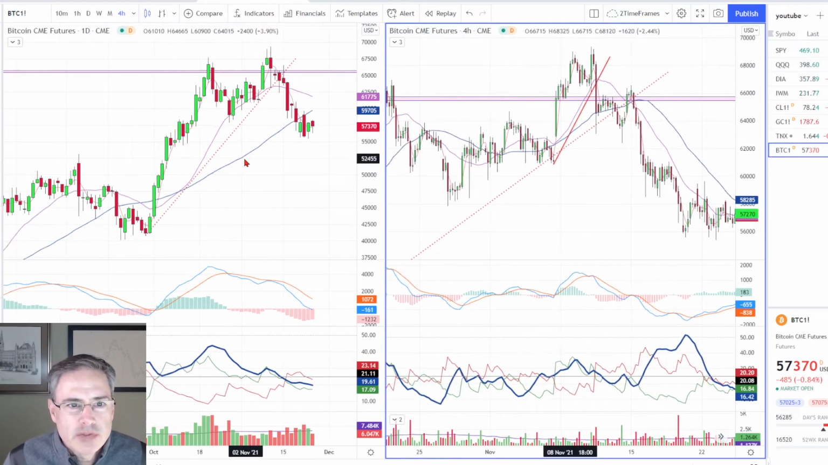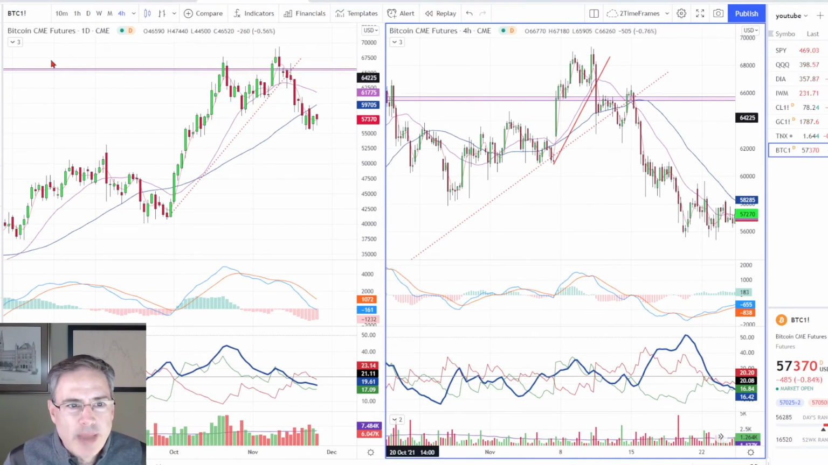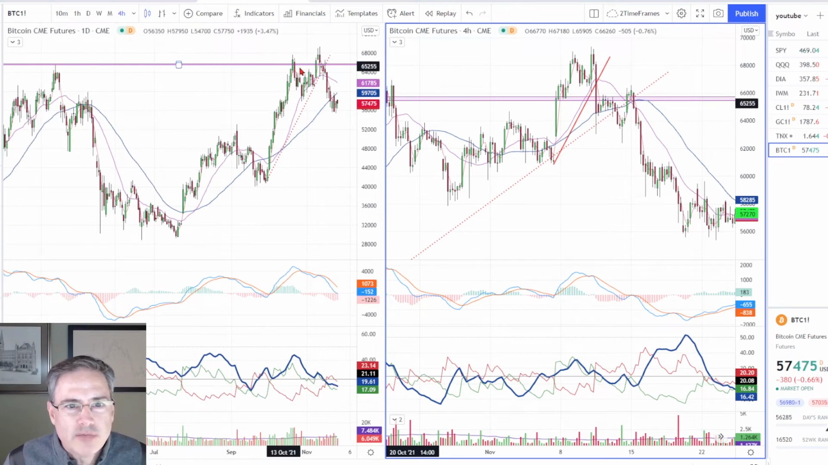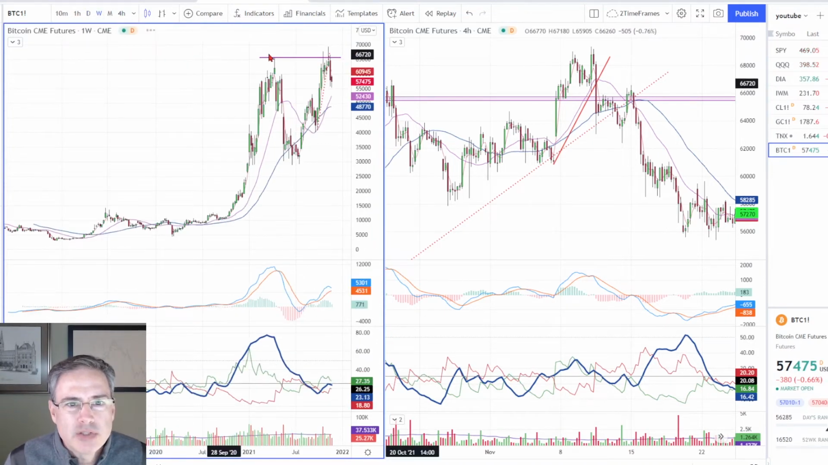So first of all, if you look on the left, I have this line drawn. That is where it broke out and failed. You see how it rallied up? This was a key area. Let's just look at it on the weekly chart. You see how it rallied up, made a big move, and got stretched away from the moving averages.